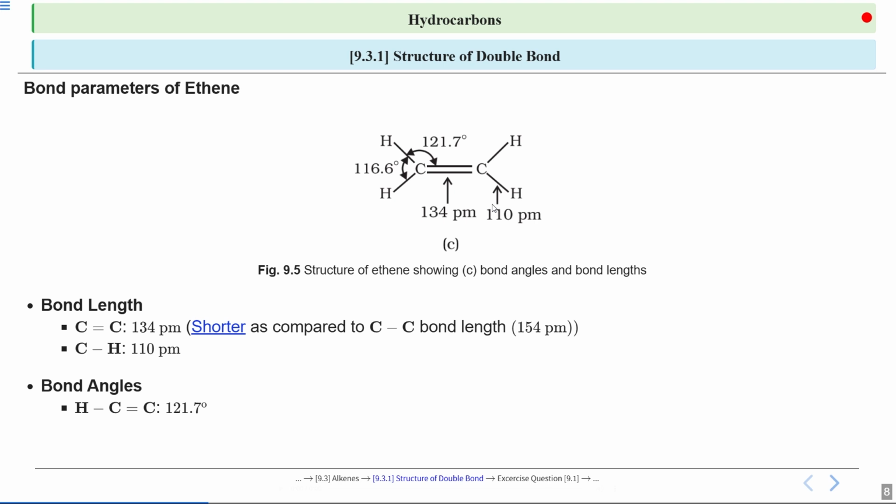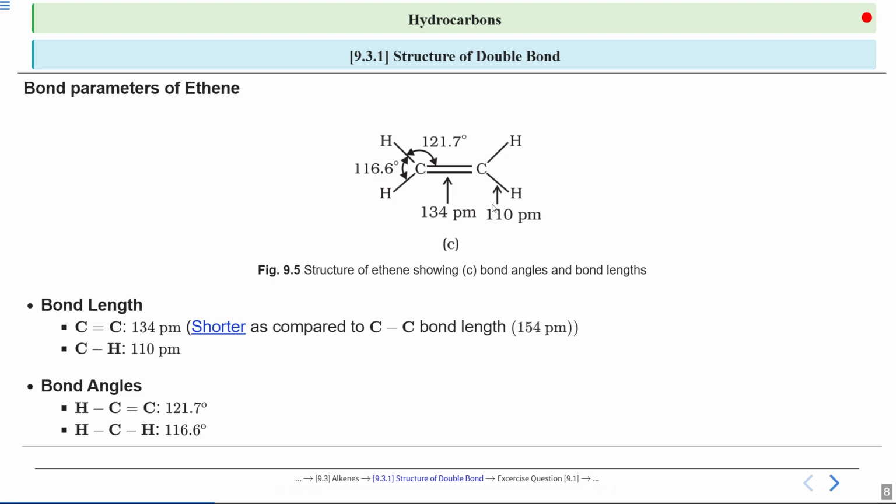So the reason is the change in hybridization. When you are changing the hybridization from sp3 to sp2, you are decreasing the p character, which was initially 75% in case of your alkane, and now it is approximately 66%. Due to this decrease in p character, your bond angle has increased.